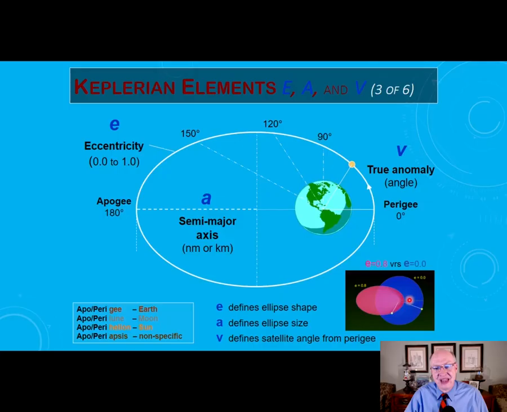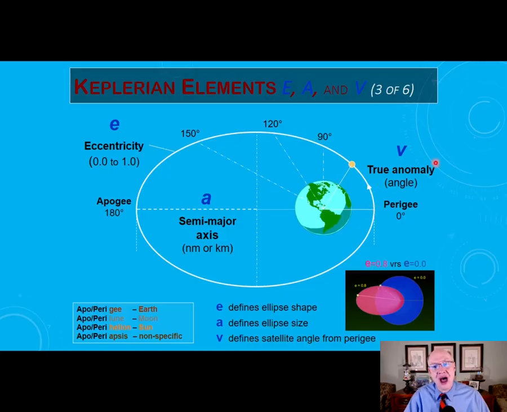Now that starting line in this case points right to the perigee. It's a line that goes from the focus that has the main body out to the perigee right there, and we call that the line of periapsis. So the line of periapsis is the line that connects the center of the Earth to the perigee point.